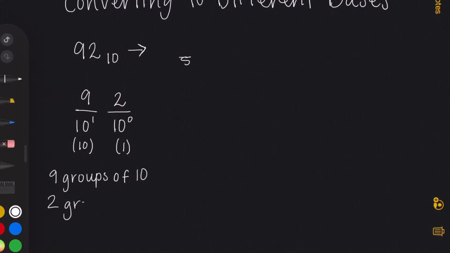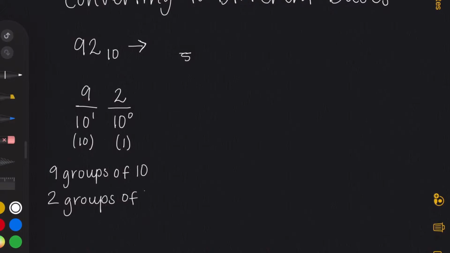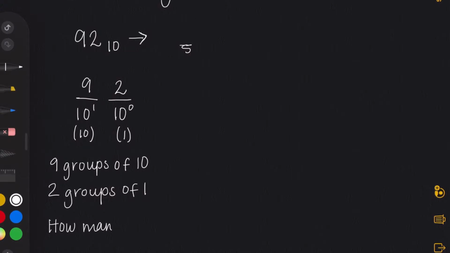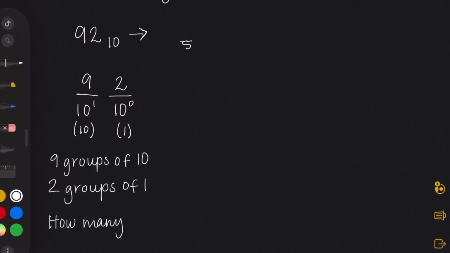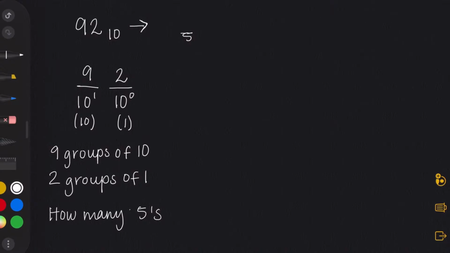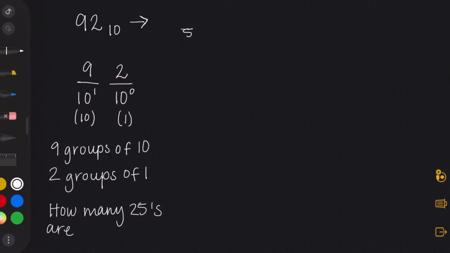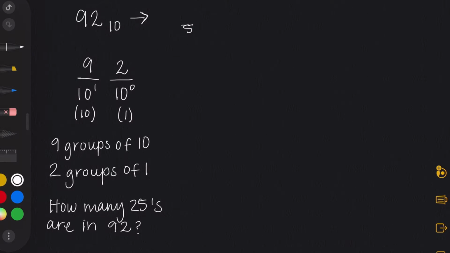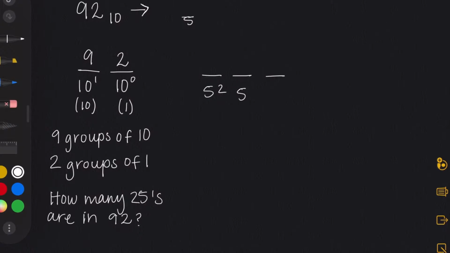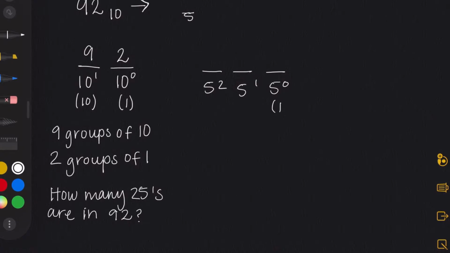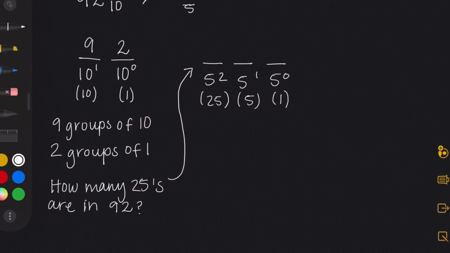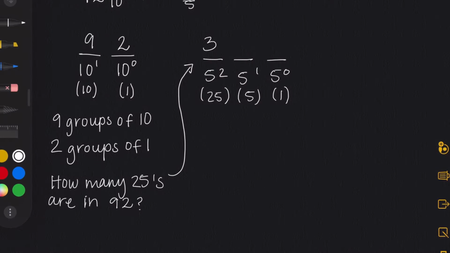So we look at it as 9 groups of 10 and 2 groups of 1, which in total equals 92. And now we have to ask ourselves, how many groups of 25 are in 92? Before we are able to answer that question though, we have to ask ourselves, why 25? Well, you have to put in the place values of base 5. So we have 5 to the 0 power, 5 to the first power, 5 to the second power. That's why we ask ourselves how many groups of 25 are in 92.